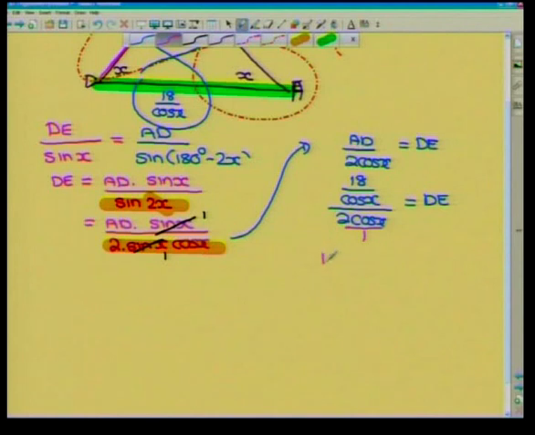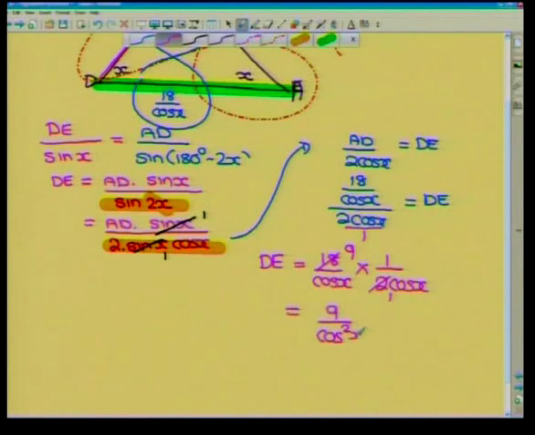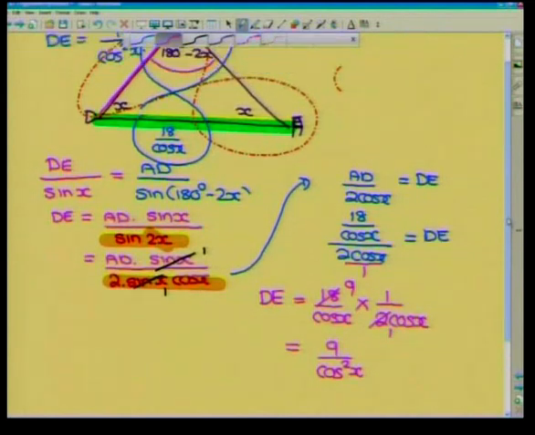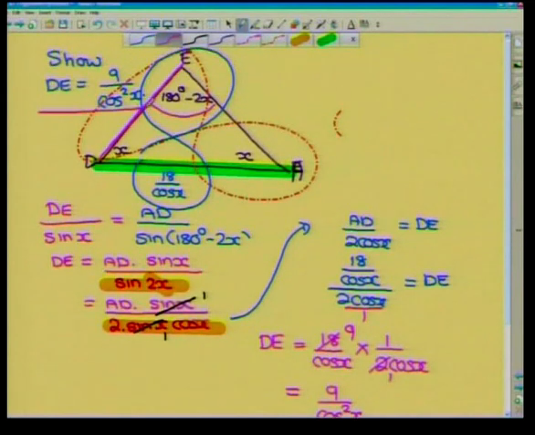And so that becomes 18 over cos x. And of course, the bottom fraction tips over or inverts, and we get this. And let's put the DE this side. Now, the good news is 2 goes once, and into there it goes 9 times. And so we get 9 over cos squared x. And isn't that wonderful news? Because that's exactly what they wanted me to show them.